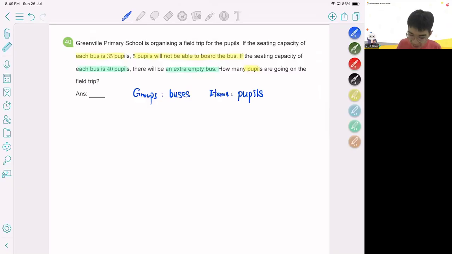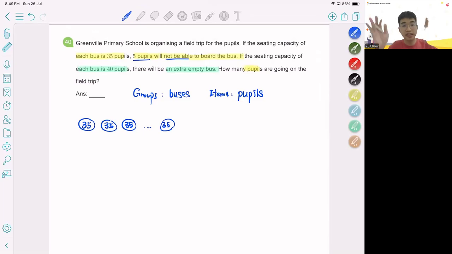Now, in the first scenario, you are giving each bus 35 pupils. So there are 35 in a group. If every group you give 35, 35, 35, 35, 5 pupils will not be able to board the bus. Now think about it. If you are giving 35 by 35 by 35, at the end, you have 5 pupils without a bus. Does that mean you have too many pupils or not enough pupils?